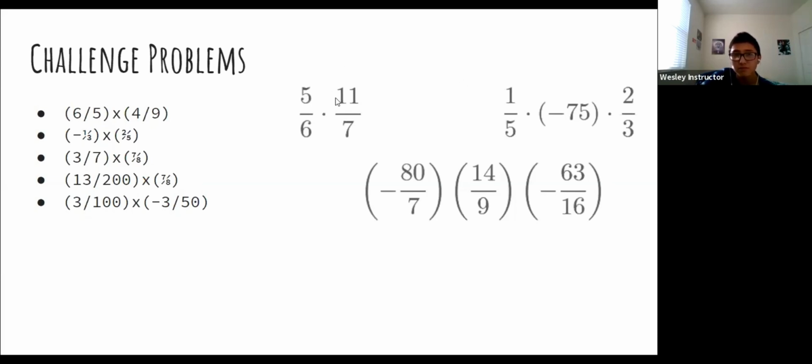All right, over here, 5/6 times 11/7. That answer is 55/42. And over here, 1/5 times -75 times 2/3. The answer is -10. So for this one, I would have multiplied 1/5 by -75 first, and then multiply by 2/3. That would have been the easiest way, I think. Or you guys could have done it any way, I guess. So it doesn't really matter.